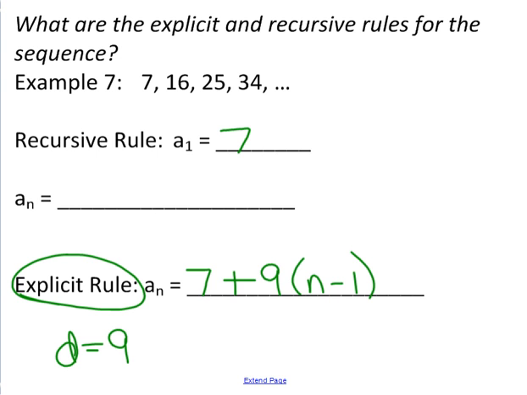Now, recursive rule, I prefer to start with the explicit, but the recursive rule is actually even easier, because what the recursive rule says is to get this term, I look at the prior term and do something to it. Well, what did I do to the 7 to get 16? Well, I added 9.